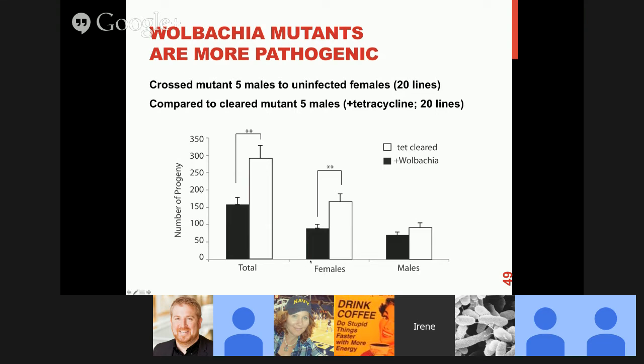So the number of female progeny produced by this Wolbachia-infected Drosophila was much less than produced when Wolbachia was removed from the equation. So again, suggesting there's some genetic interaction between the chickadee allele and these mutant Wolbachia with regards to cytoplasmic incompatibility.